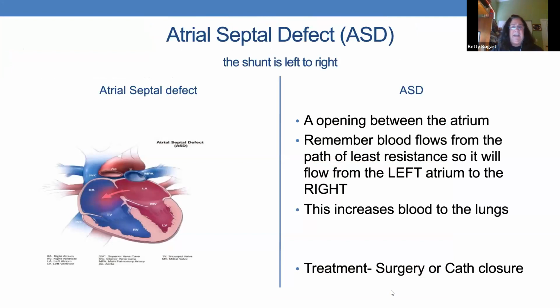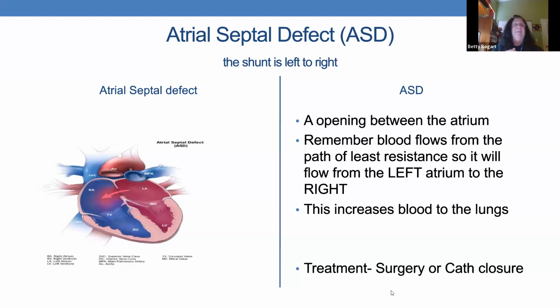Now, as I just said, ASD, right? That's that hole. It goes from the left side to the right side. So it increases blood flow to the lungs. How do we treat it? Well, we could either surgically repair it, or there's actually a cardiac cath procedure. I'll call it a Helex device.